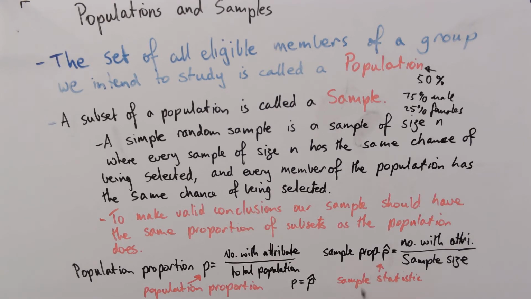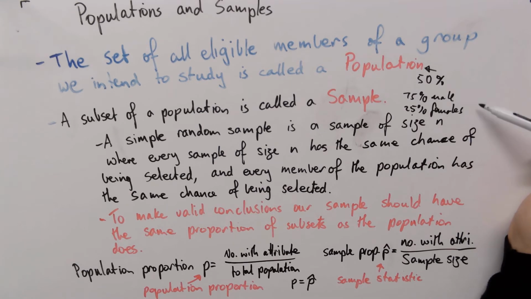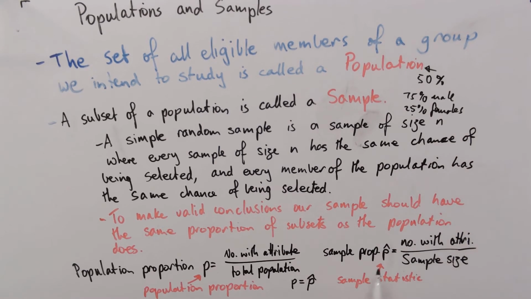Is it always going to be the same? No. Even when we take a really good random sample and have really good things in place, we may end up with a sample proportion or sample statistic that is not the same as our population proportion. So we need to be careful around that.